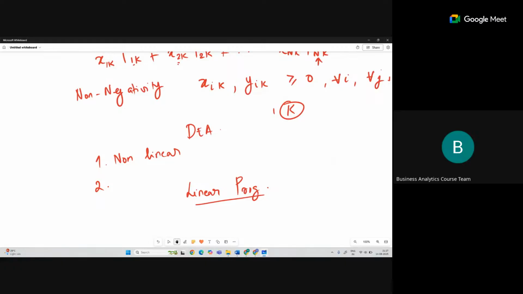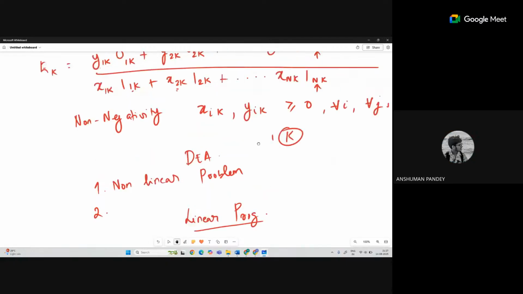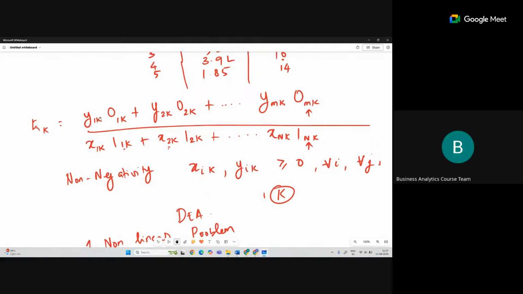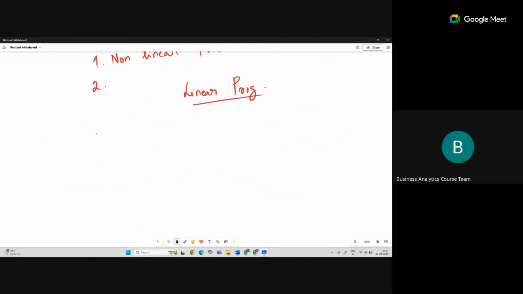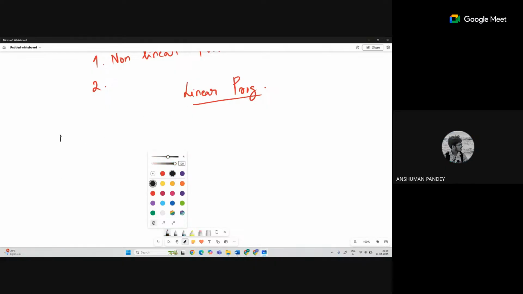So what do we do when you have a non-linear program? Why is this a non-linear problem? Here, this is your objective function. You're trying to maximize this, whereas this is a ratio. You have a numerator, you have a denominator. This is not a linear problem. So you are trying to linearize a non-linear problem. How will you do that? Cap the denominator to 1.